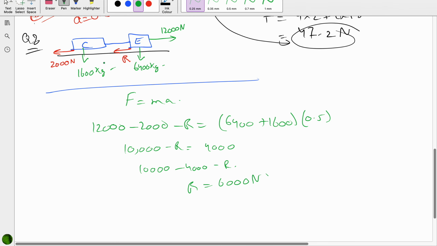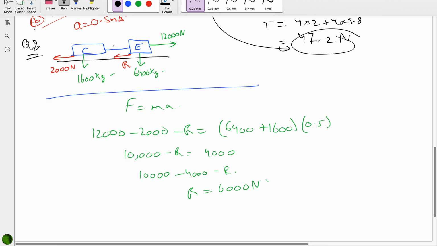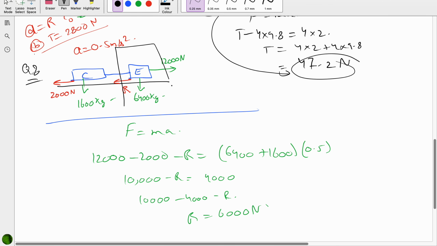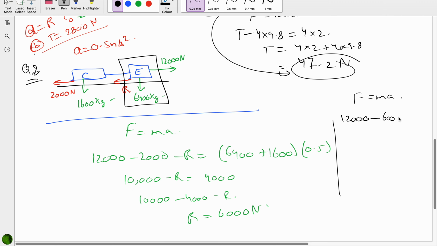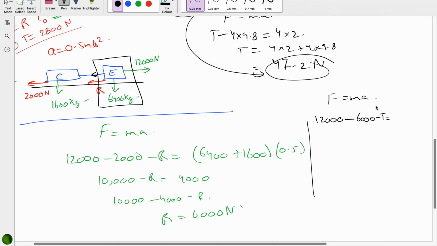And then we have to show that the tension in the strut is 2800. Now we consider this body as isolated, and we apply F equals MA. Forward force is 12,000 minus the resistive forces. There are two resistive forces. One is R, which is 6000. The other is the tension in the strut, which is backwards. Tension is always away from the body. And mass is 6400. Acceleration is 0.5.